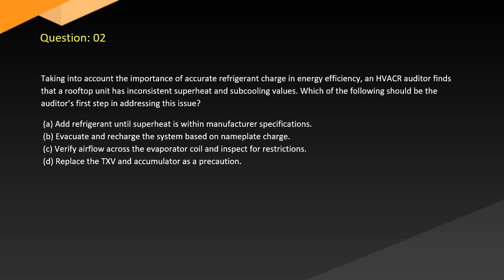Question 2. Taking into account the importance of accurate refrigerant charge in energy efficiency, an HVACR auditor finds that a rooftop unit has inconsistent superheat and subcooling values. Which of the following should be the auditor's first step in addressing this issue?